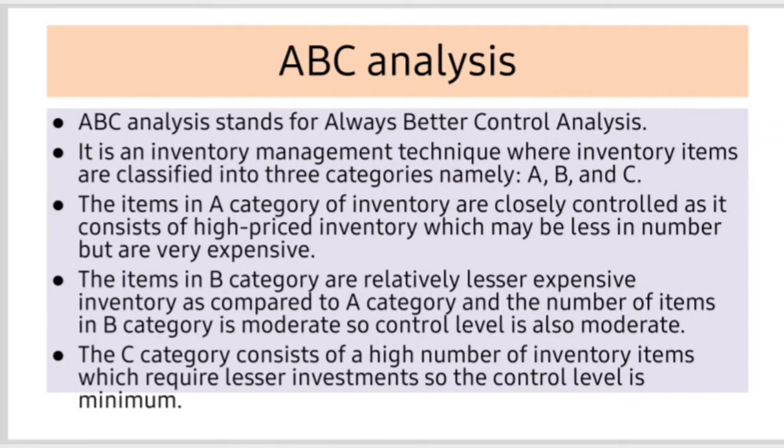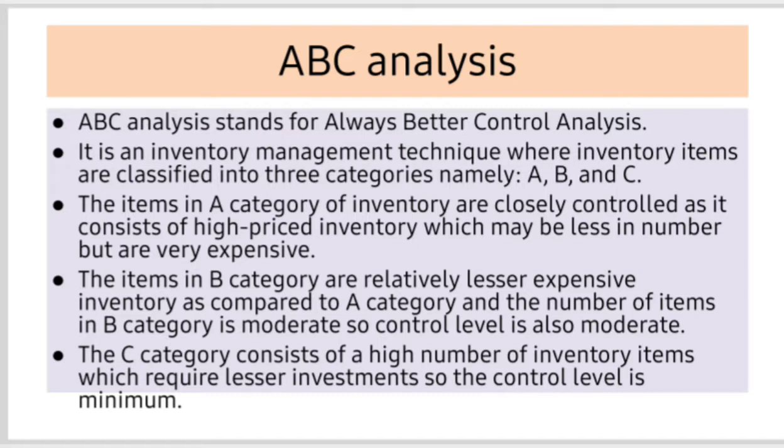Next is ABC analysis. ABC is always better control. ABC is divided into three different categories. It is an inventory management technique where inventory items are classified into three categories. The items in the A category are closely controlled, as they consist of high priced inventory which may be less in number but very expensive. Such inventories are termed A category and are kept under very close control.